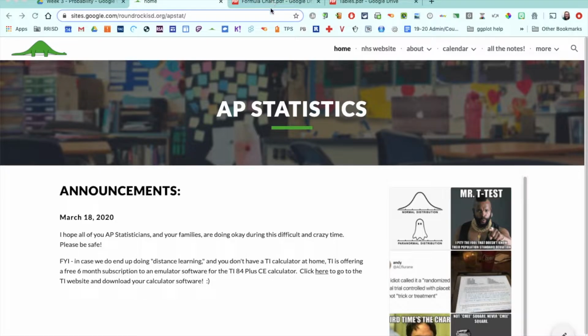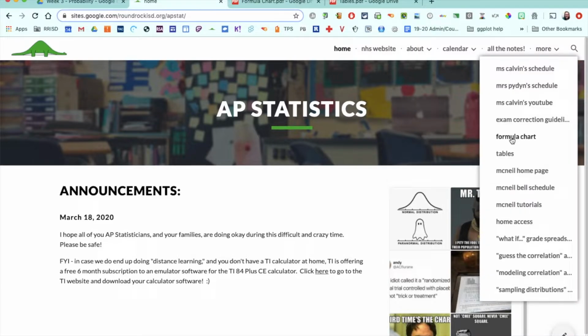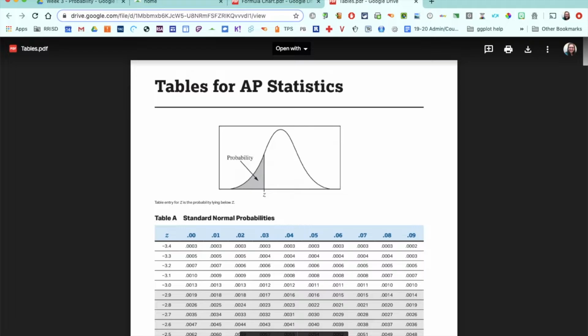If you have a printer at home, you're welcome to print them, but at the very least, just know where they are so that you can open them and use them during your AP exam when you take it. Where you would find that, it's linked on the AP Stat website under More. There's a formula chart and there's tables, so make sure you have those ready.